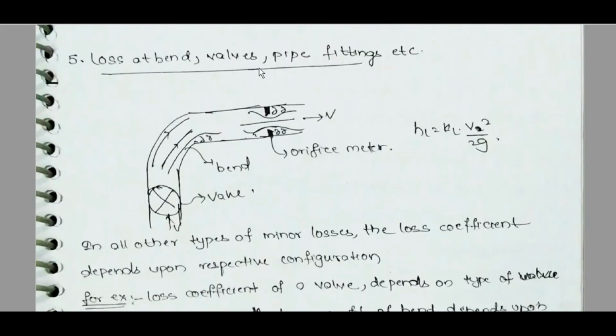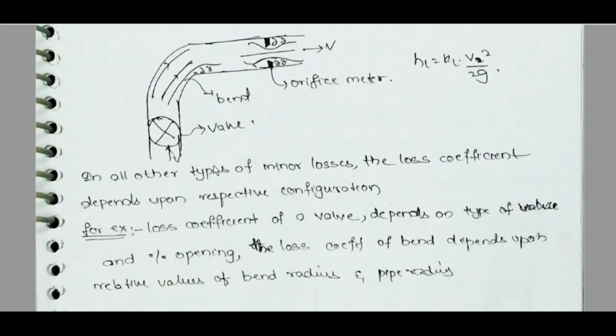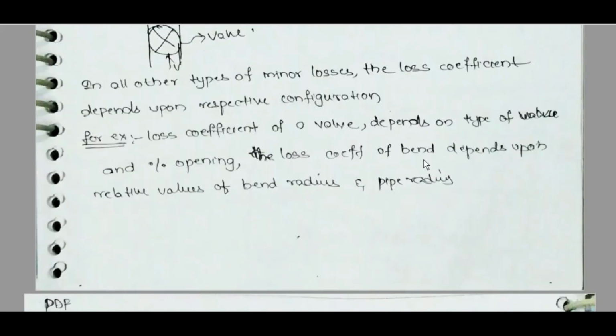Loss at bend, valves, pipe fittings, etc. HL is equal to KL into V square by 2g, for valve, bend, orifice meter. In all other minor losses, the loss coefficient depends on respective configuration. Example, loss coefficient of a valve depends on type of valve and percentage of opening. The loss coefficient of bend depends upon relative values of bend radius and pipe radius.